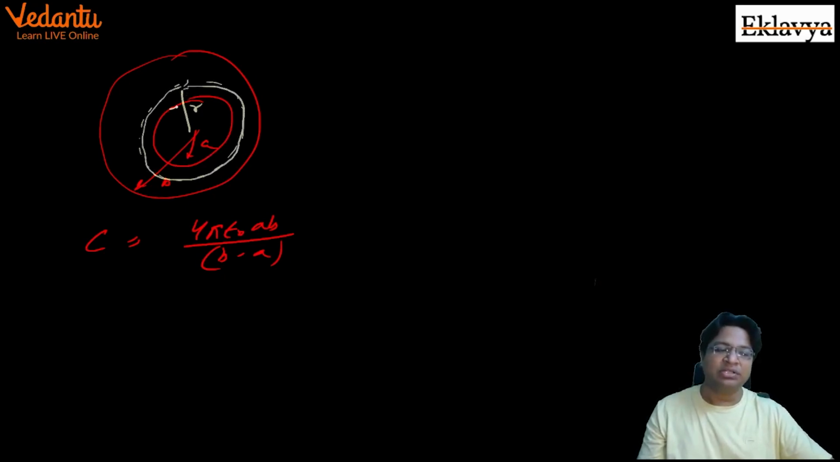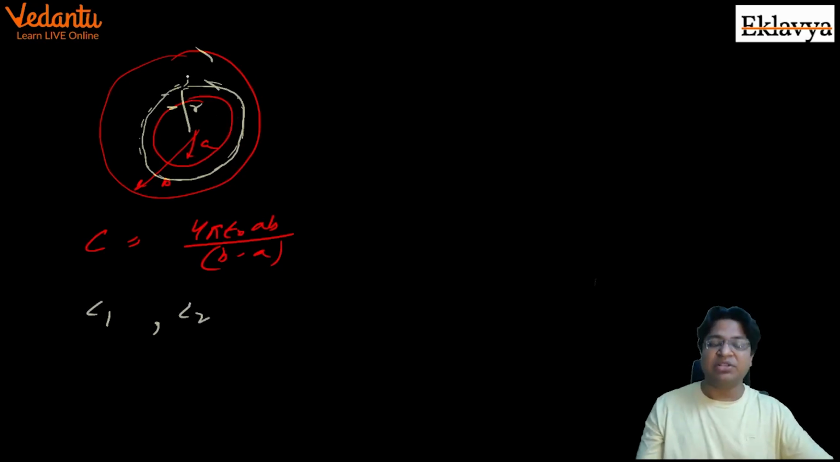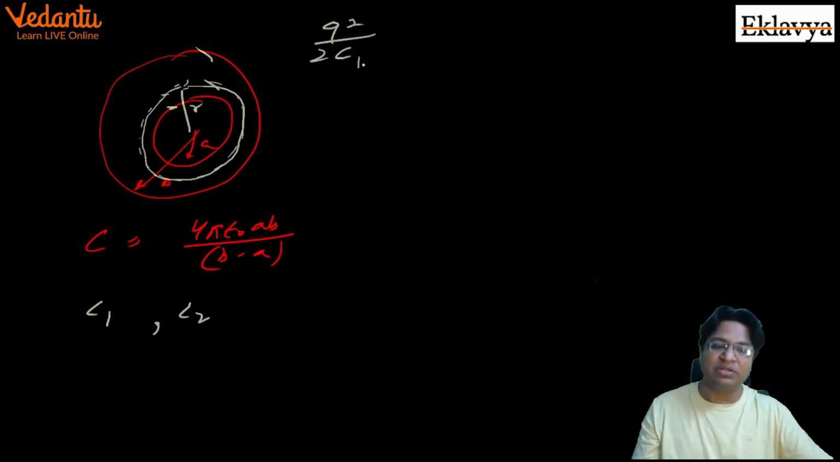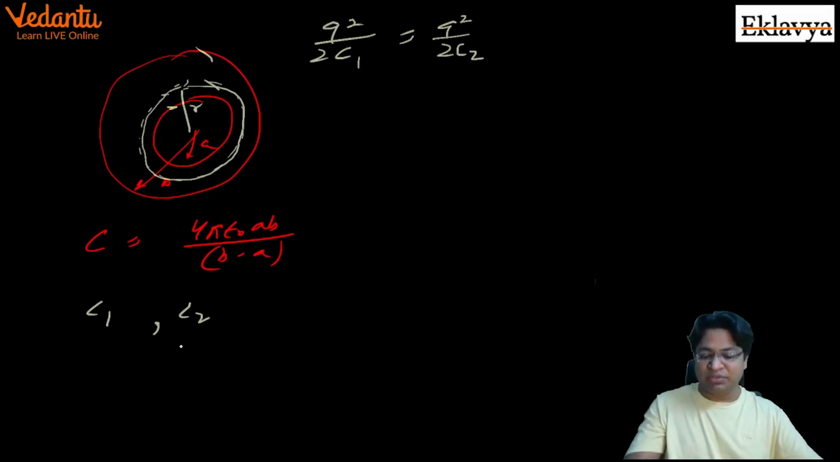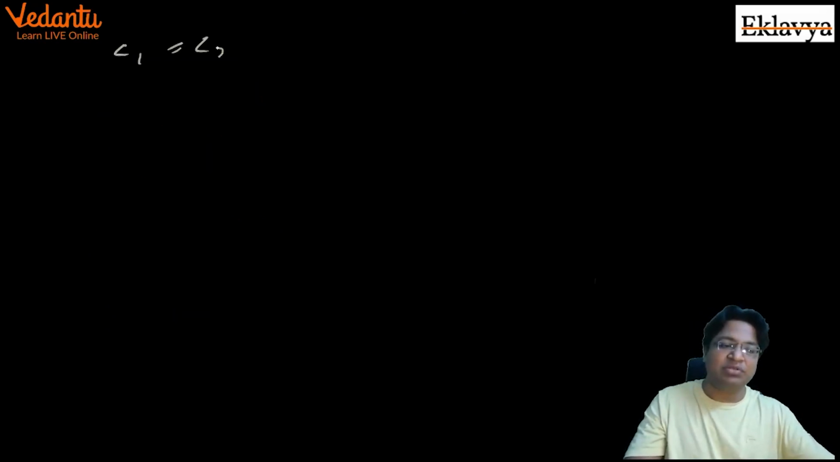So this layer and this layer will form one capacitor, let's say C1. Then this layer and this will form another capacitor, let's say C2. These two capacitors are connected in series, so they will have the same charge on them. So the energy on the first capacitor will be Q square by 2C1. The energy on the second capacitor will be Q square by 2C2. The two energies should be equal. So in other words, we are looking for C1 equal to C2.